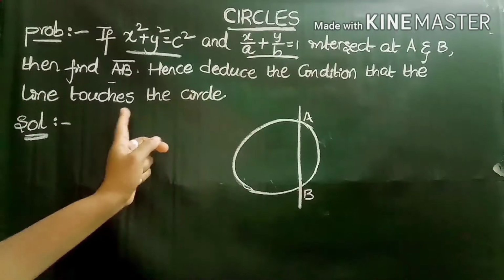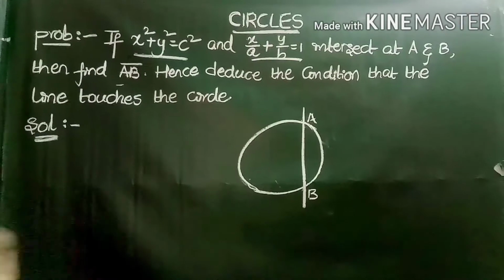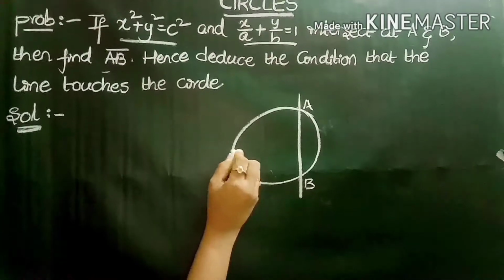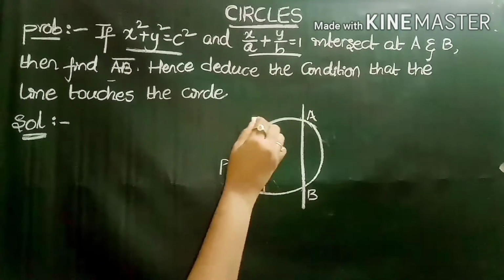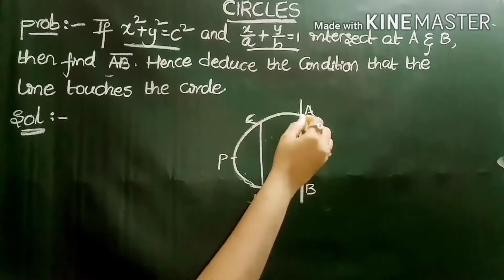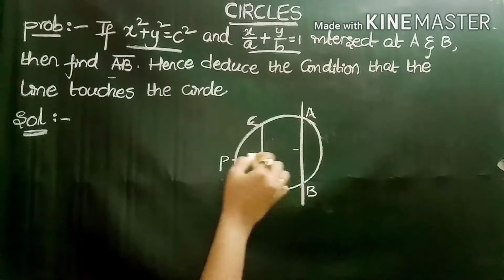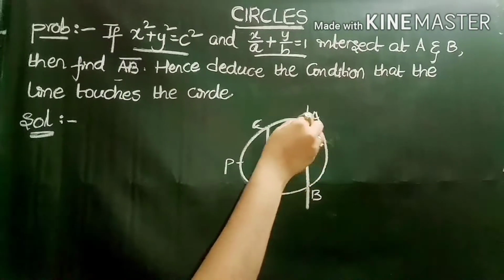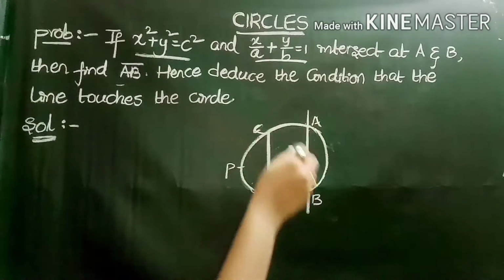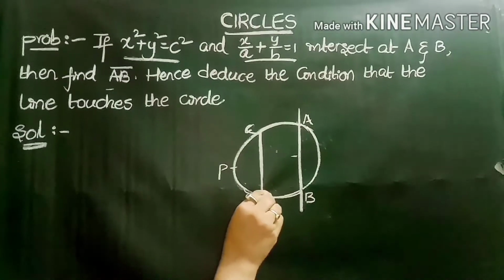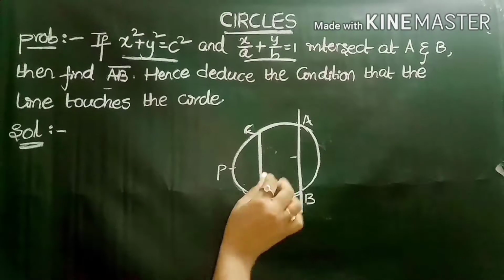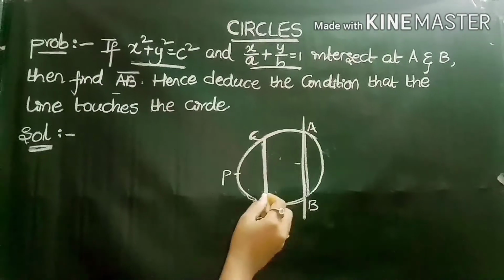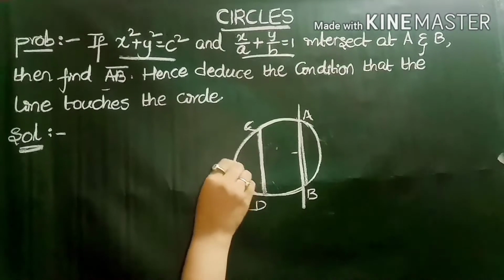And hence deduce the condition that the line touches the circle. So deduce the condition that the line touches the circle means, for example, first I take the chord CD. That is, if the chord AB moves towards the point B, then the point A comes to the point C and the point B comes to the point D. Then what we observe from the diagram, clearly, is that the length of the chord decreases.